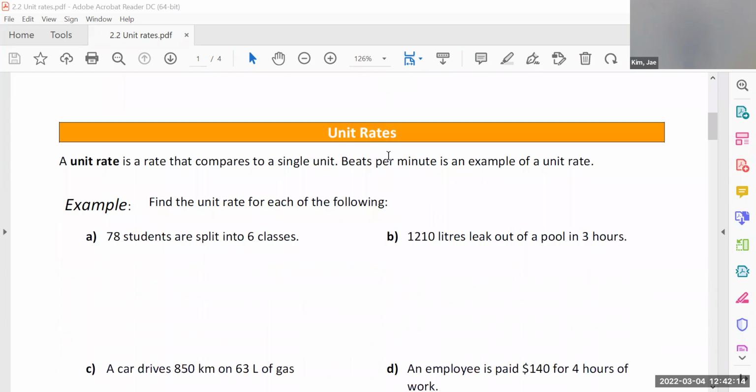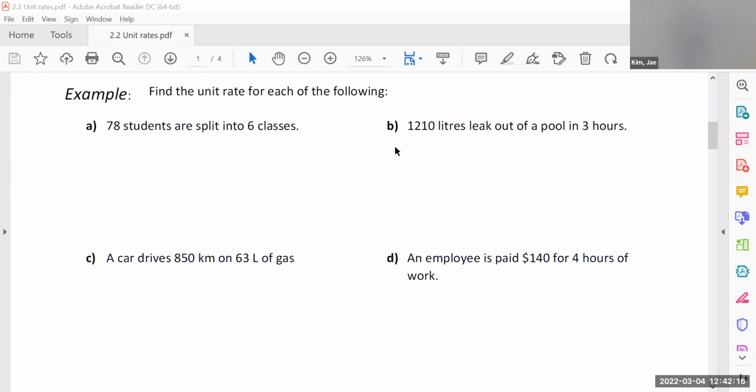All right, let's talk about this. So the examples are going to be very straightforward. Again, I give you a ratio, I give you a proportion, and you're going to have to figure out the unit rate. So hopefully you have your sheets in front of you. You have a pencil.